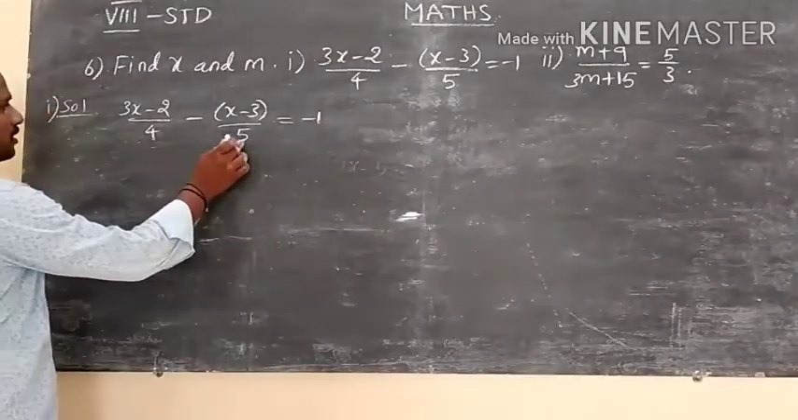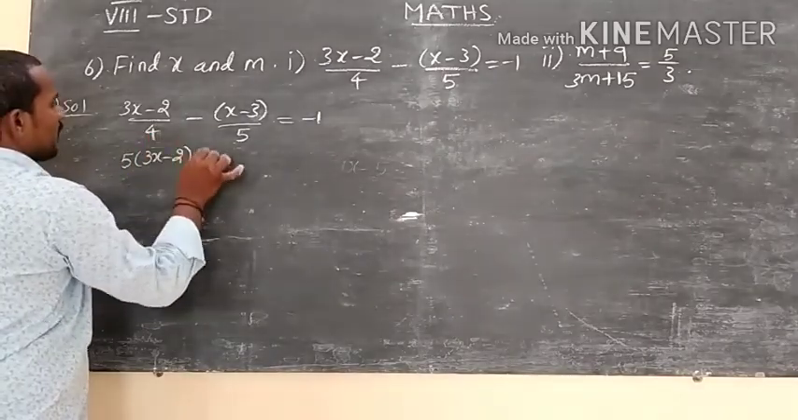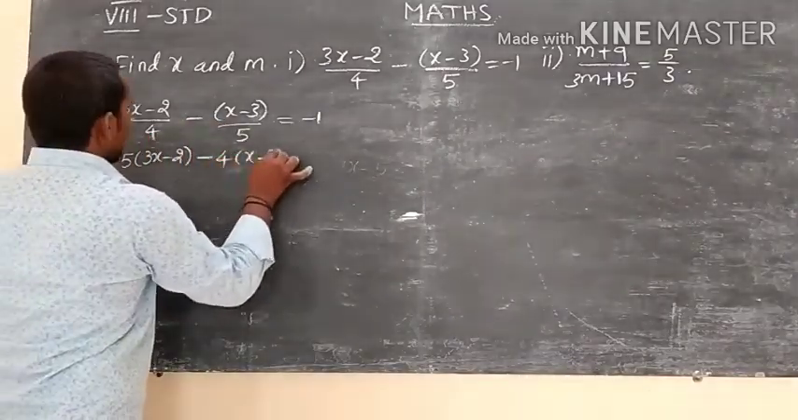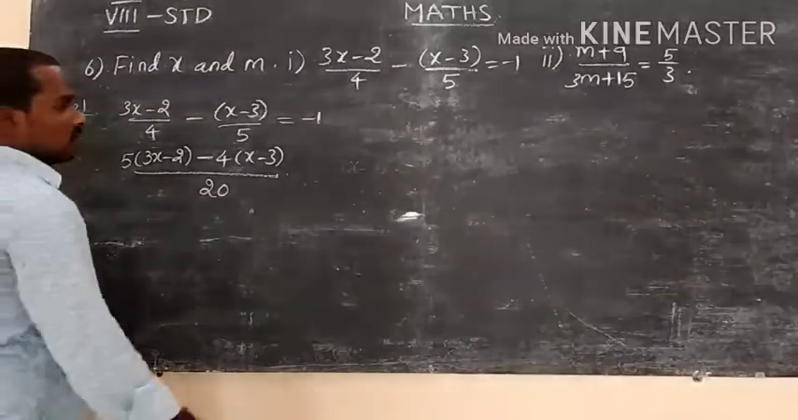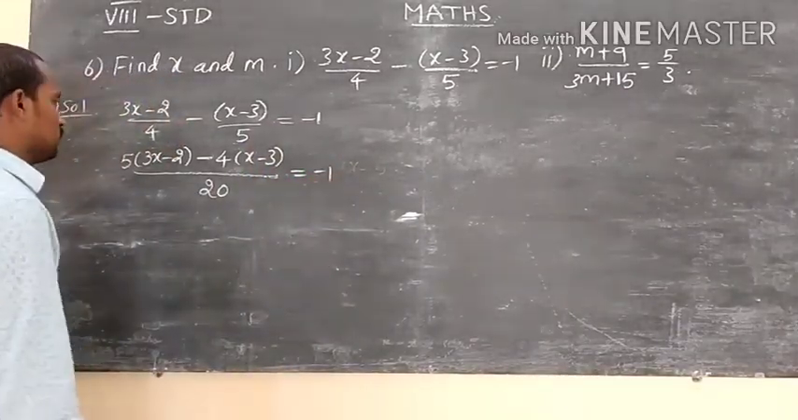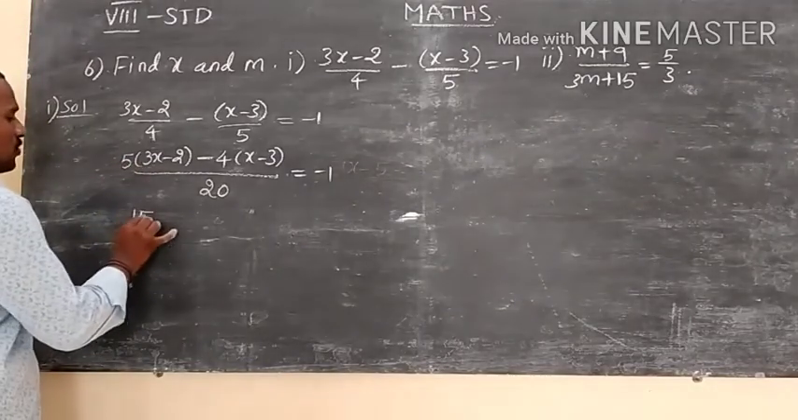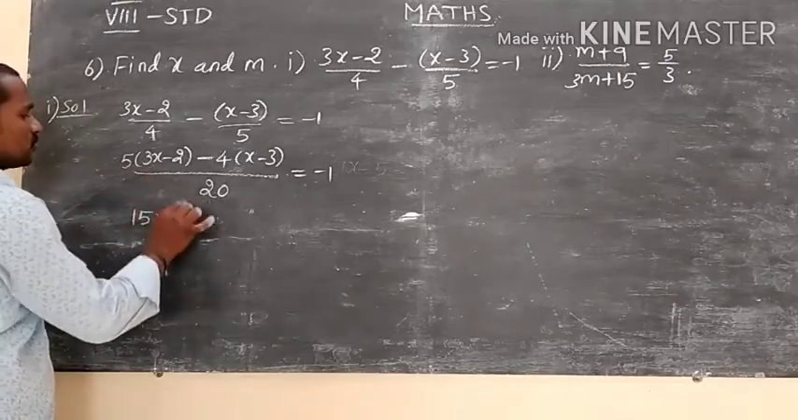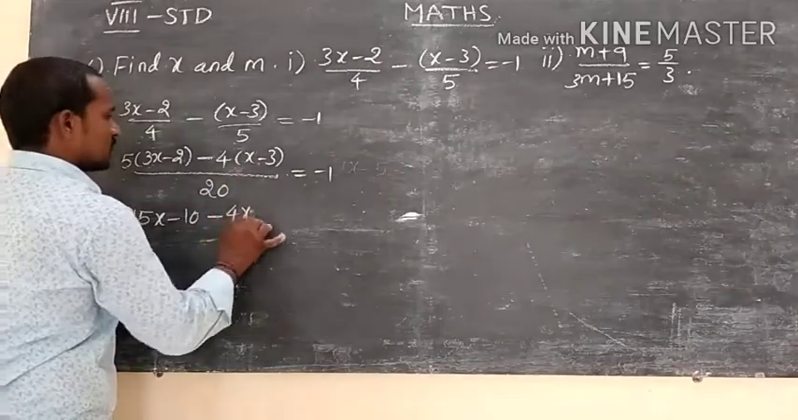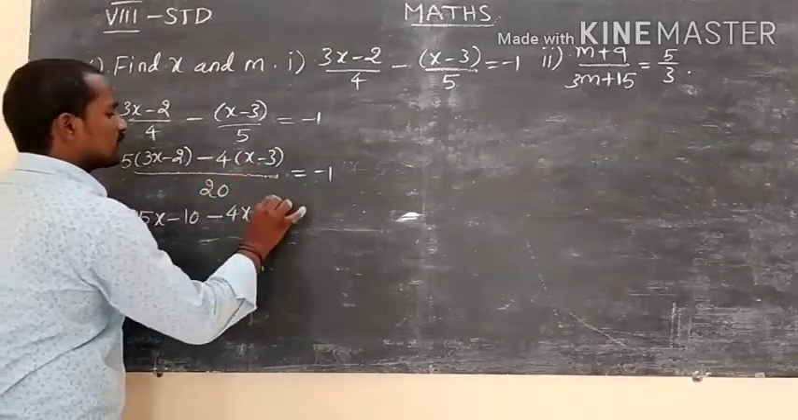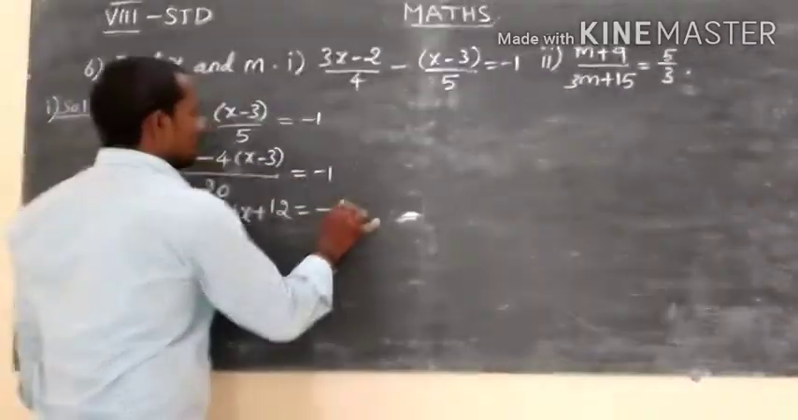Okay. Using the cross multiplication, 5 into this values, 5 into 3x minus 2, then plus into minus minus 4 into x minus 3, whole divided by 4 into 5, 20. This is the cross multiplication, which is equal to minus 1. And multiplying inside using the distributive property, plus into plus plus, 5 3s are 15x, plus into minus minus, 5 2s are 10. The same manner, minus into plus minus, 4 into x 4x, minus into minus plus, 4 3s are 12, which is equal to plus into minus minus, 20 into 1 20.